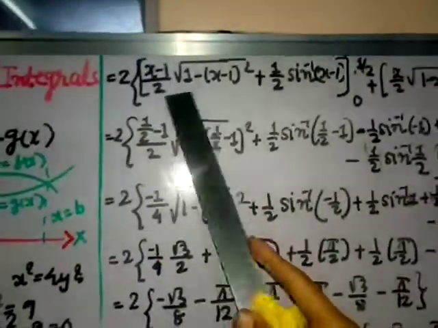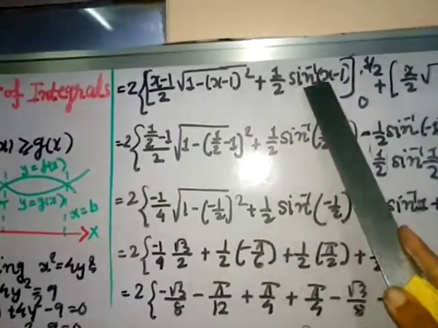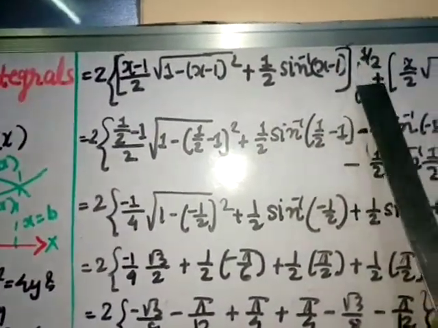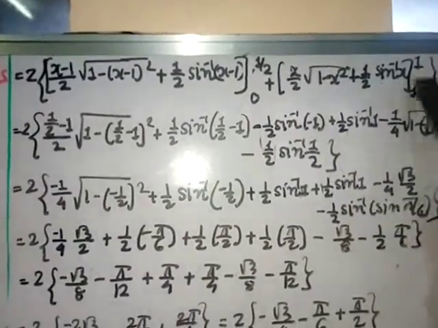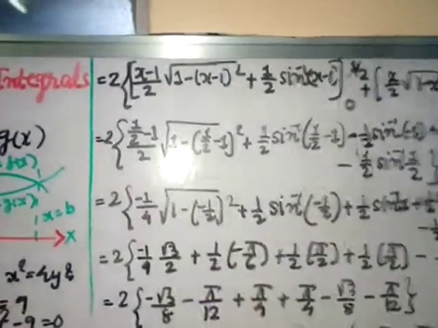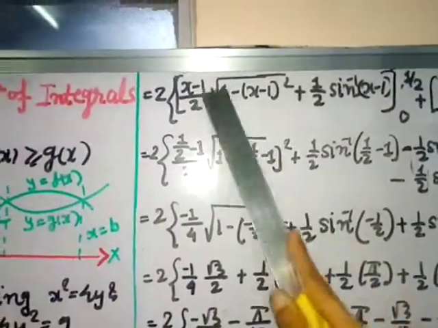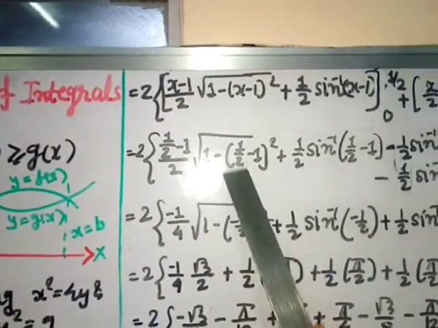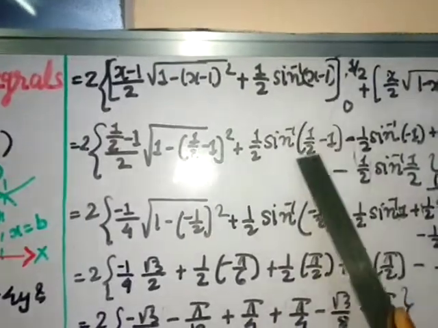Okay, so here x minus 1 by 2 square root of 1 minus (x minus 1) whole square plus 1 by 2 sine inverse (x minus 1), from 0 to 1 by 2, plus x by 2 square root of 1 minus x square plus 1 by 2 sine inverse x, from 1 to 1 by 2. So first, the upper limit here. I am putting 1 by 2 minus 1 divided by 2, into square root of 1 minus (1 by 2 minus 1) whole square, plus 1 by 2 sine inverse of (1 by 2 minus 1), instead of x.